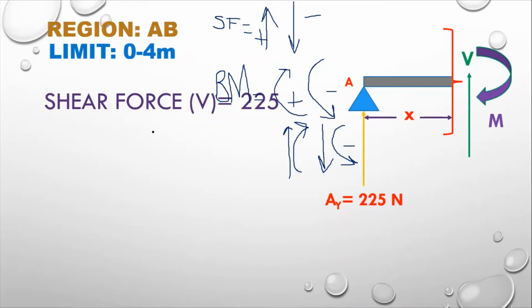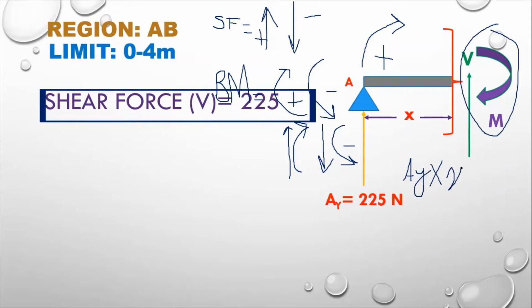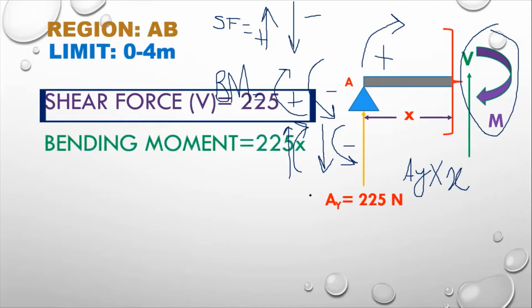And what is the equation for the bending moment? This is the only one force. If it rotates, it will rotate clockwise, so it should be positive, and it should be multiplied with x, because it will cover the resistance of x. We always sum up shear force and bending moment wherever the section is cut. So Ay should be multiplied with x, or you can say Ay into x. So what can I write in the equation of bending moment? 225x. So here it is, you can see.